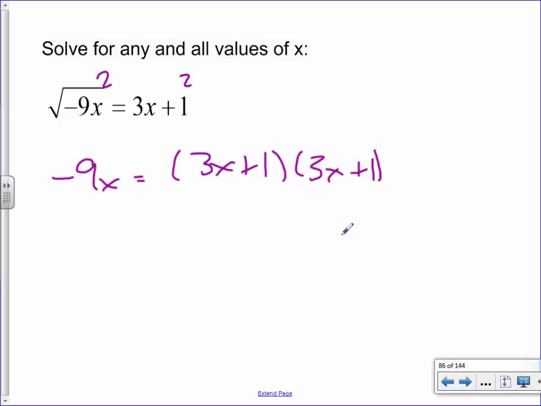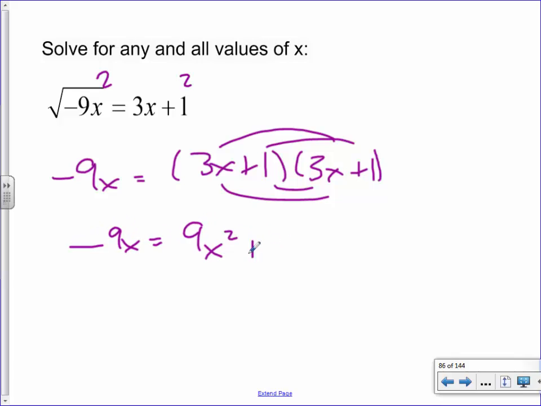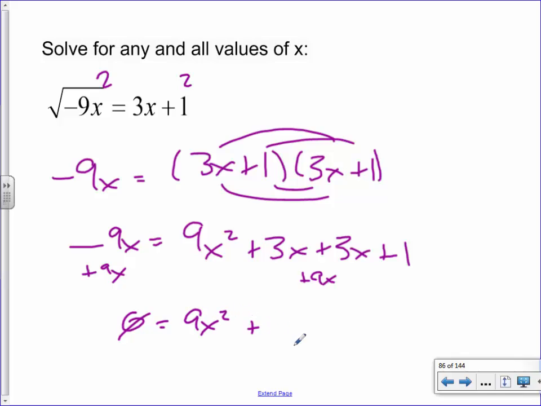Now how do you solve? FOIL it. So you get negative 9x. You get 9x squared. You're going to get 3x a couple of times, and you're going to get a 1. Now what do you do? Combine like terms, but I'm going to do 2 things at once, if that's okay. It's a quadratic. How do you solve a quadratic? Make it equal to 0. So I'm going to add 9x to both sides while I'm at it. So 0 is going to equal 9x squared, 15, and 1.